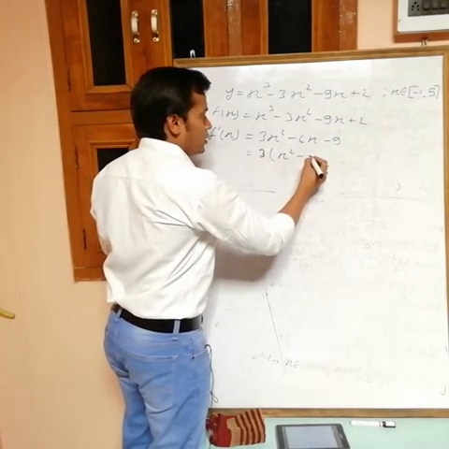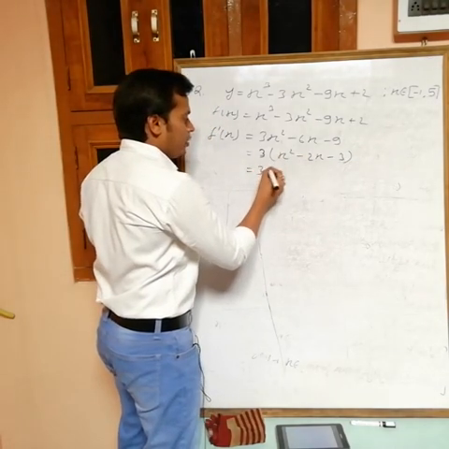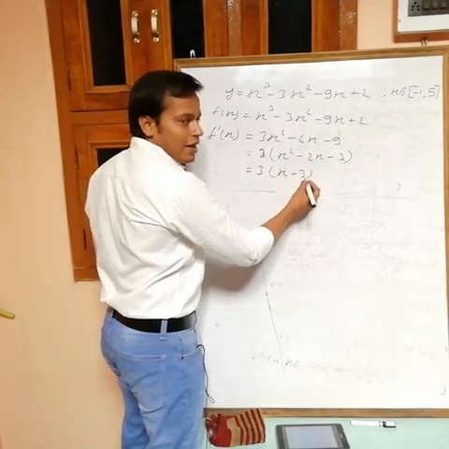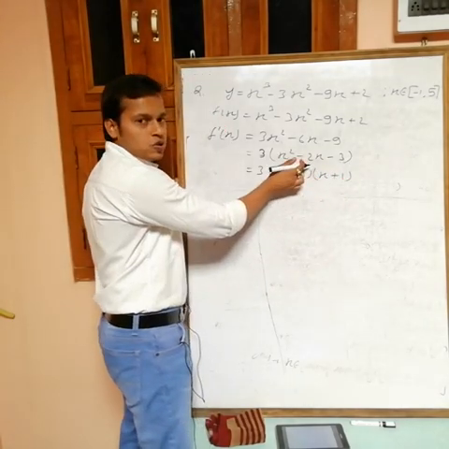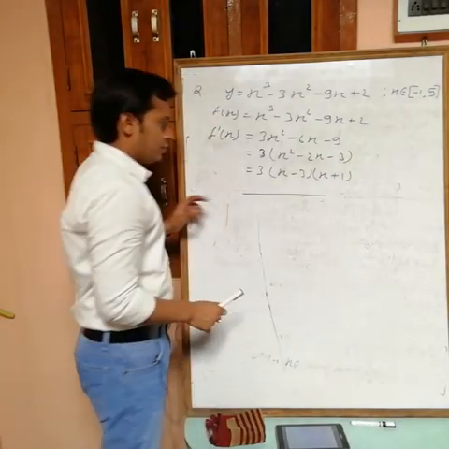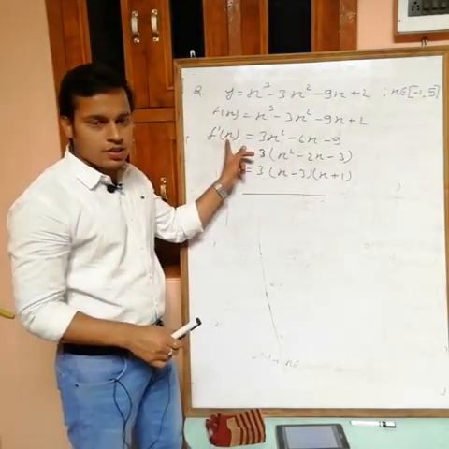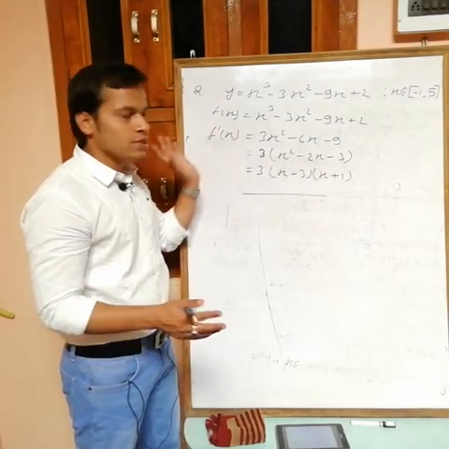x square minus 2x minus 3. Factorize this one, then what are we getting? 3x minus 3, directly I can factorize now into (x minus 3)(x plus 1). If you multiply this one, then you will get the same. Now it means f dash x equals 0 at 3, and at minus 1, if you put this one equals to 0, minus 1 now, f dash x equals 0.